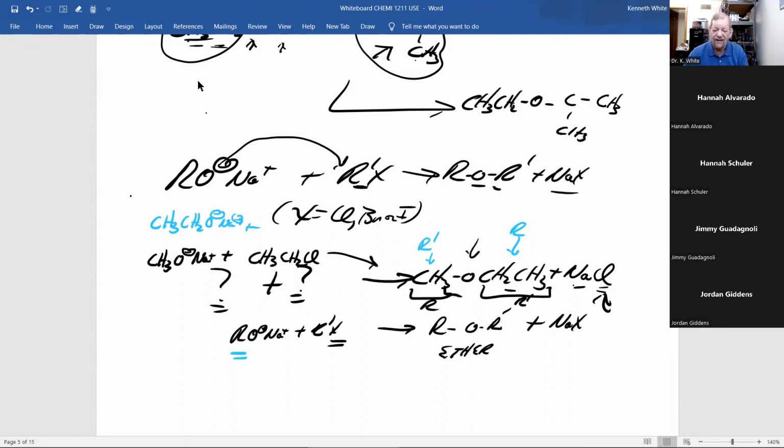And this alkyl halide is this. And guess what? You're going to make the same molecule. And the question is, which one's right? And the answer for my class is they both are.